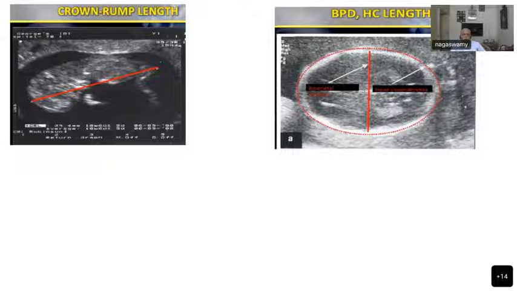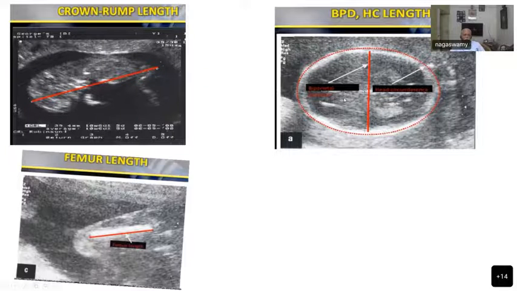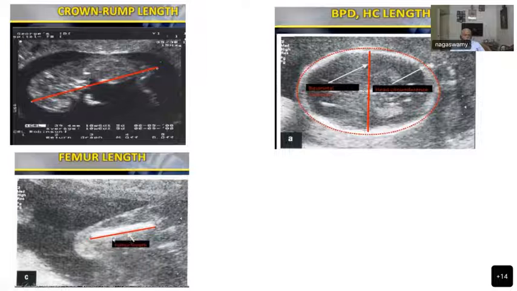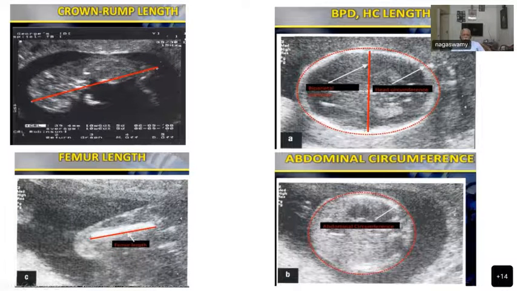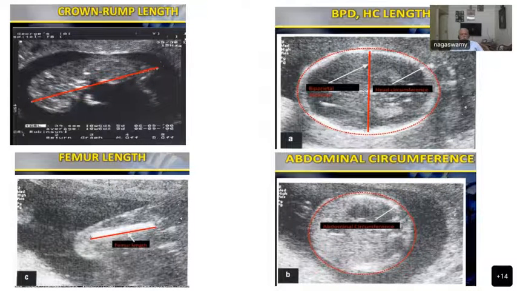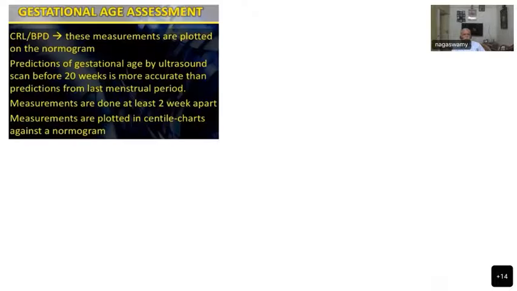And the head size is measured like this. Biparietal diameter and head circumference are both measured. And then this is the femur length measurement. We have marked the femur here, and the abdominal circumference. So remember, these 4 points are the indicators of normal growth of a child. If there is a retardation or any abnormality, that can be easily monitored in the antenatal period itself.